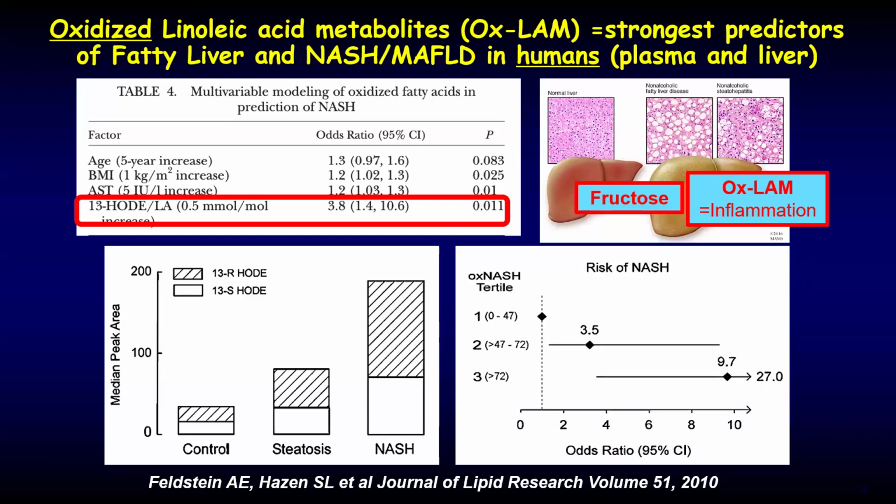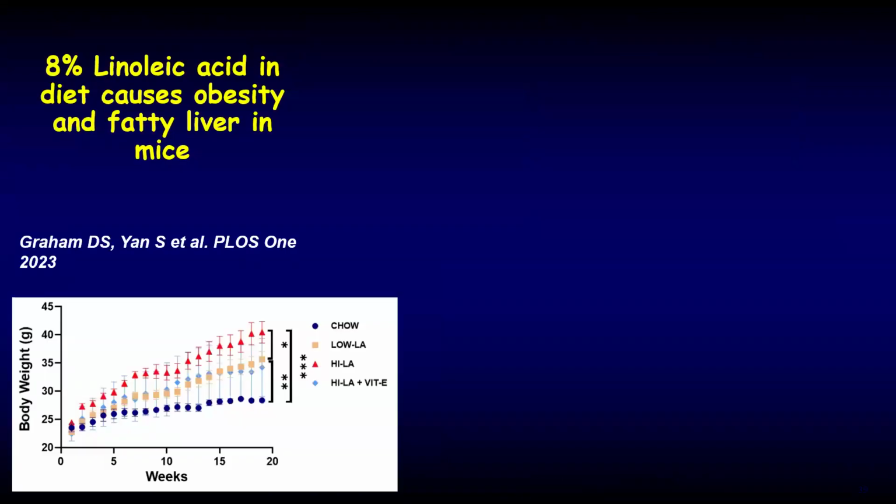So when you look at the biopsy, the risk of end-stage liver disease and cirrhosis is 9 to 30-fold. This is a Cleveland Clinic study. This is human liver samples. Okay, this is not a mouse study. And then here's the mouse study too. They just vary the linoleic acid.